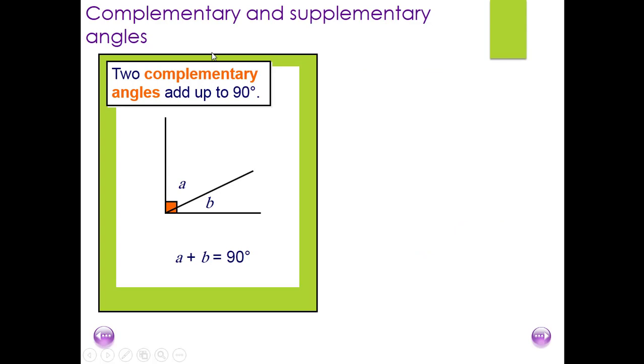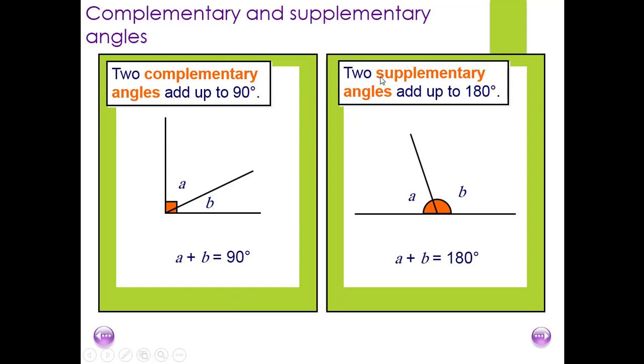Here we have the complementary angles and supplementary angles. The complementary angles: when I add two angles and the result is 90 degrees. The second one is the supplementary angles. When I have a straight line, here I have a right angle in the complementary, and in the supplementary I have a straight angle which equals 180. So when I have supplementary angles and I add them, the result will be 180.